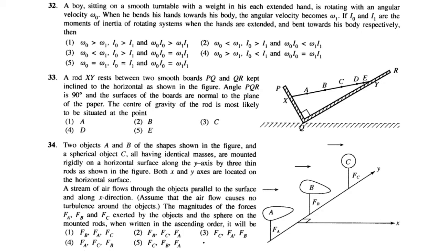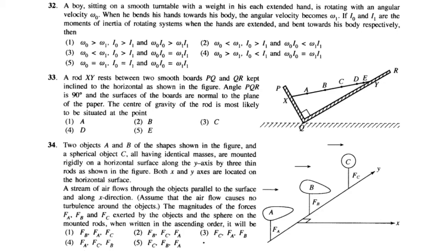Question 34. Three objects, all having identical masses, are mounted rigidly on a horizontal surface along the y-axis by three thin rods, as in the diagram. X and y axis are located on the horizontal surface. A stream of air flows through these objects parallel to the surface and along x direction. They are asking for the magnitude of forces exerted by the objects on the mounting rods in ascending order. So when you think with the shapes and the air flow, you can understand that Bernoulli's theorem applies here.